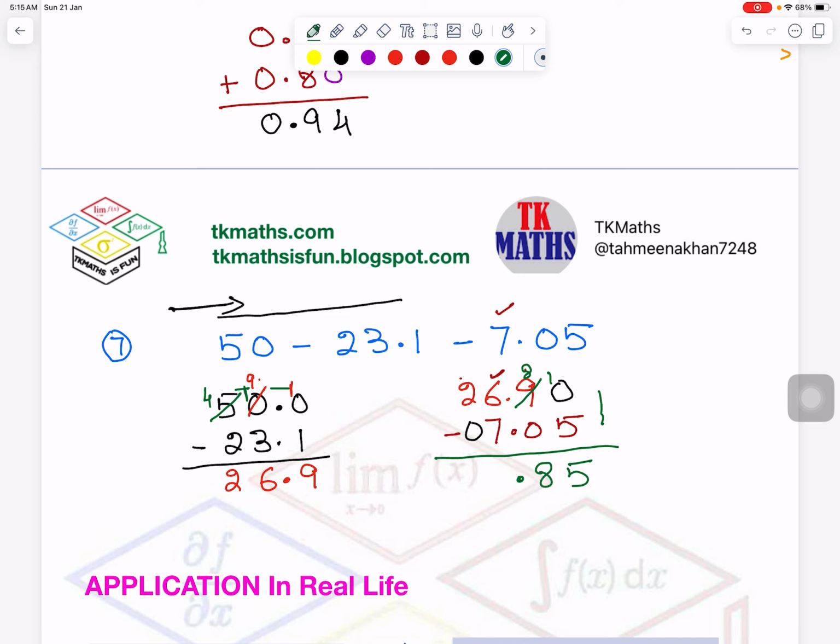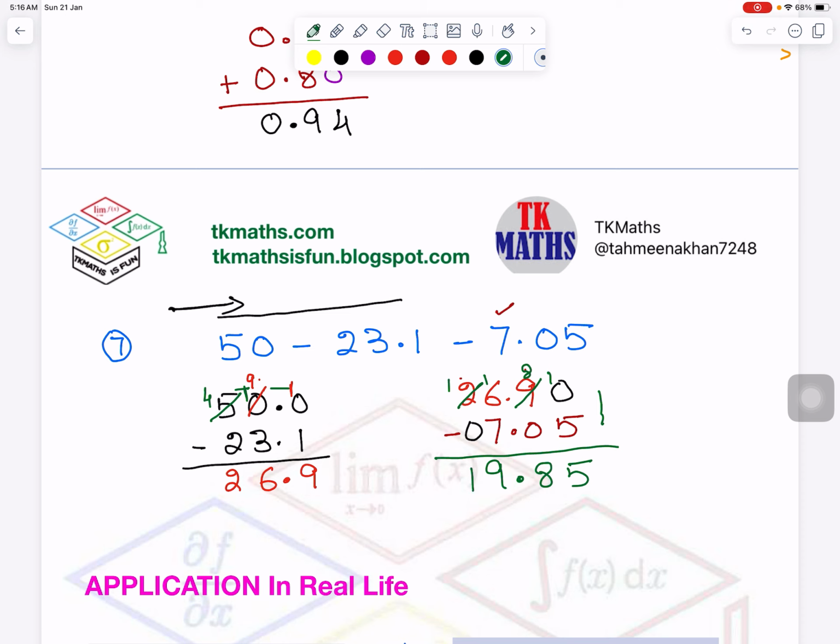Decimal will come here. But 6 minus 7 is not possible. So what will I do? Same technique. I will borrow from here. It will become 1. It will become 16. So 16 minus 7, 9. And 1 minus 0 is 1. So my answer is 19.85.